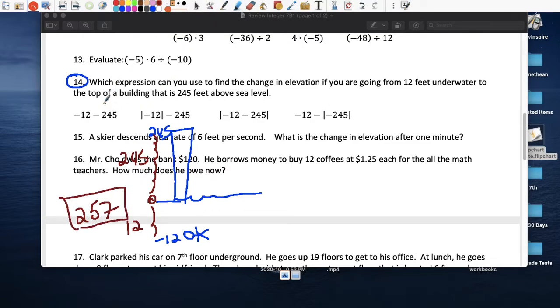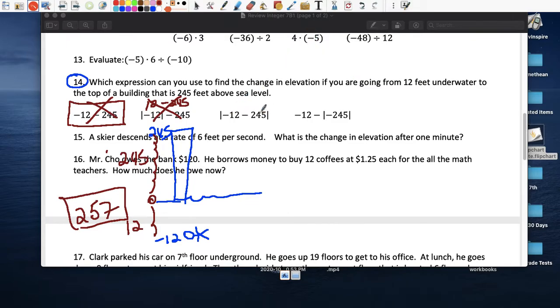So the first one, I'm not even going to say anything. That's garbage, right? Because there's no way that's going to give us positive 257. So that's gone. Second one, also there's no way that's going to give us 257, because that says the absolute value of negative 12, which is 12, minus 245, which is no way going to give us 257. So I'm not even bothering looking at that.